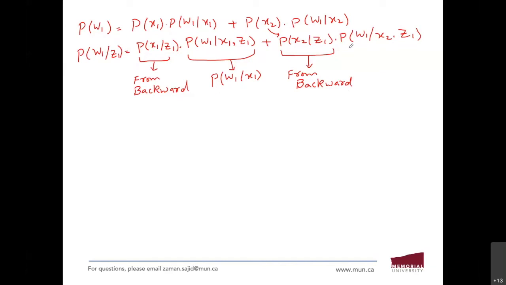And for this term, I apply the Markovian condition again. So that should turn out to be your probability of W1 and X2. So once you solve it from Bayes and both of these terms, you can easily find out your probability of W1 given that Z1. I have not calculated it, but the procedure is the same as you were doing before.